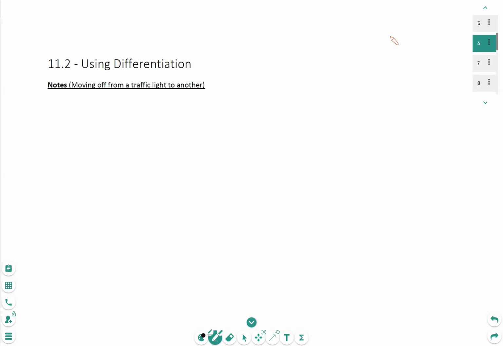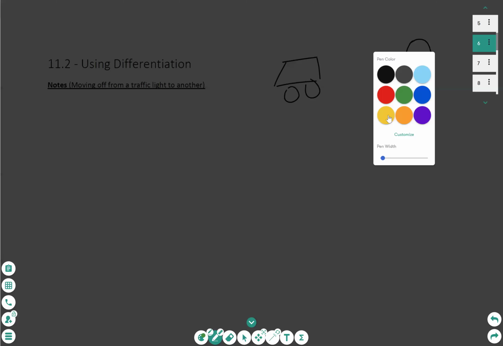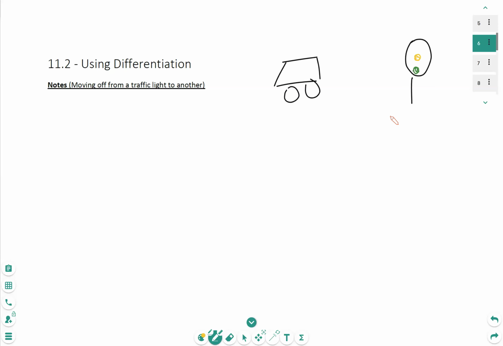Here's a scenario. You're a sensible driver, driving a car, and you see a traffic light that is green. However, as you're approaching the traffic light, you see the traffic light start to turn yellow. What would you do? Not speed up, slow down, decelerate, right?